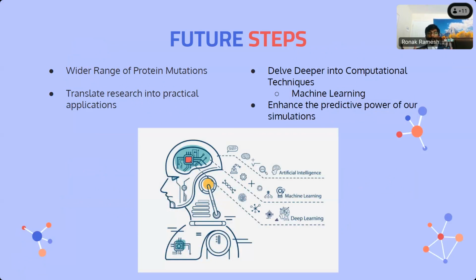For future steps, there are several different ways I want to take this research. Firstly, I want to expand my analysis to include a wider range of protein mutations and explore their effects on protein function in more detail. I also want to incorporate more advanced computational techniques and hopefully machine learning algorithms to enhance the predictive power of simulations and provide deeper insights into disease mechanisms. Ultimately, my main goal is to translate this research into practical applications by making targeted therapies for specific genetic disorders and contributing to advancements in personalized medicine.